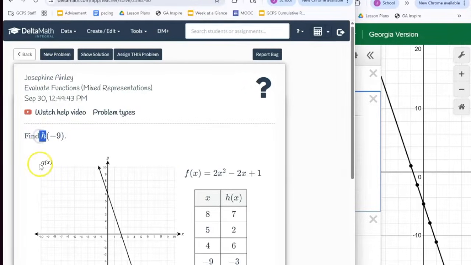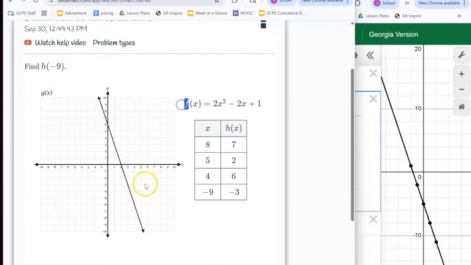This is h. Do I look at g? Absolutely not. Do I look at f? Absolutely not. Do I look at h? Yes, I do, because it's asking what is h of -9. And again, -9 is inside the parentheses, so I'm looking at the x. So I'm looking at the function h, but I'm looking at the x one. And so I go with -9, which is right here.